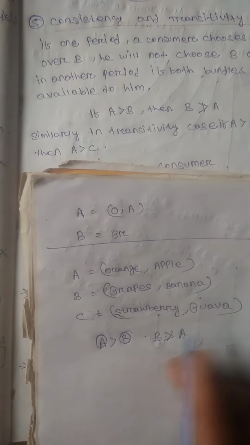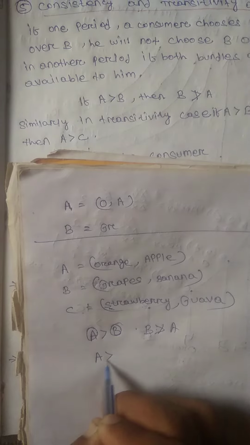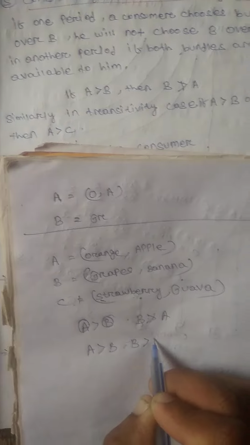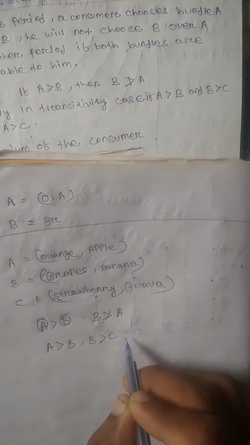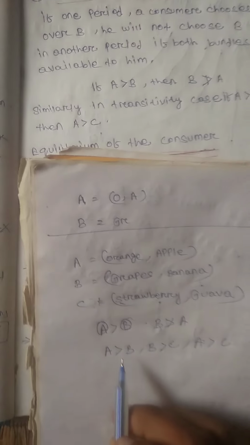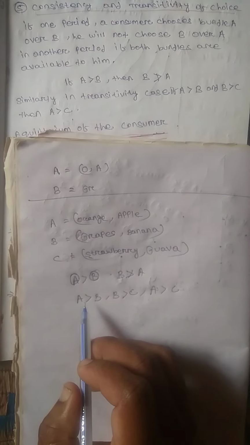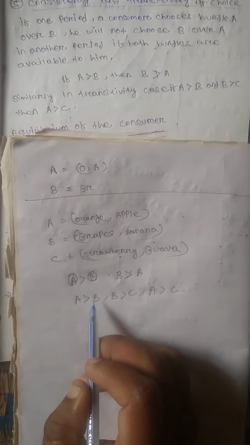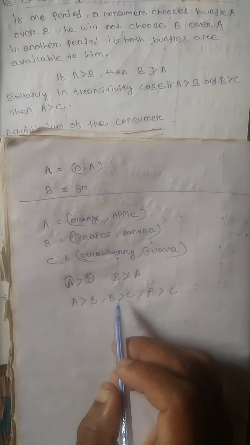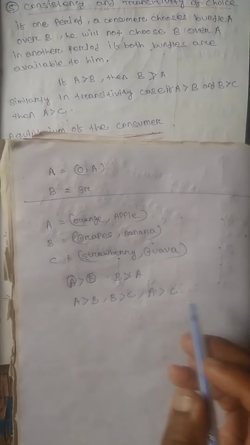In transitivity of choice, mathematically it is A over B, B over C, and A over C. That means if a consumer prefers bundle A over B, then the consumer can prefer B over C, and then also A over C.